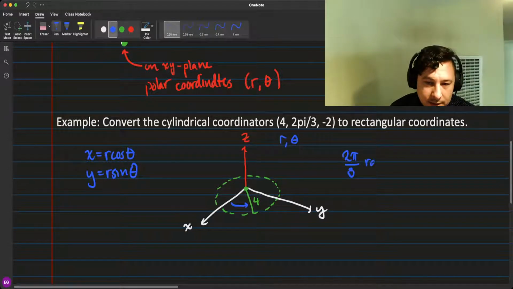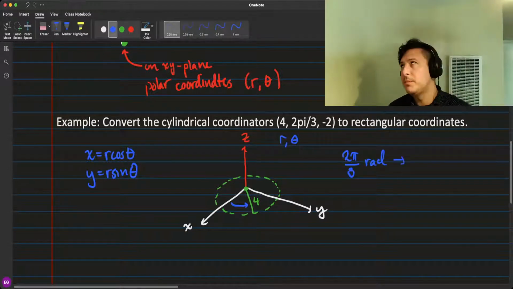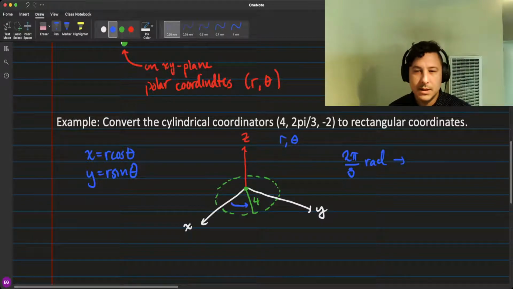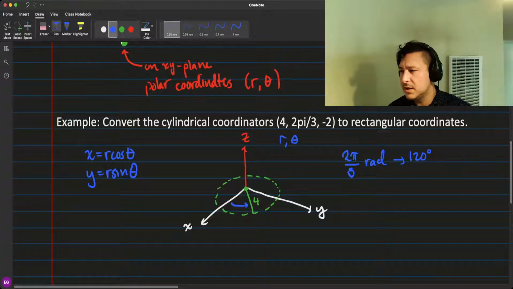2 pi over 3 in radians is, well, pi over 3 is 60 degrees. 60 times 2 is 120. Did I do that right? 2 pi over 3 is 120 degrees.